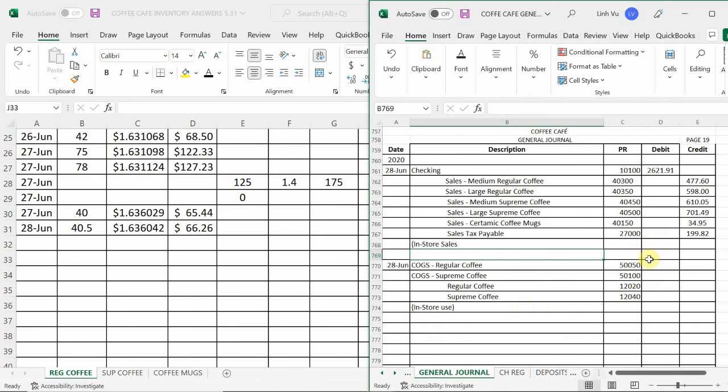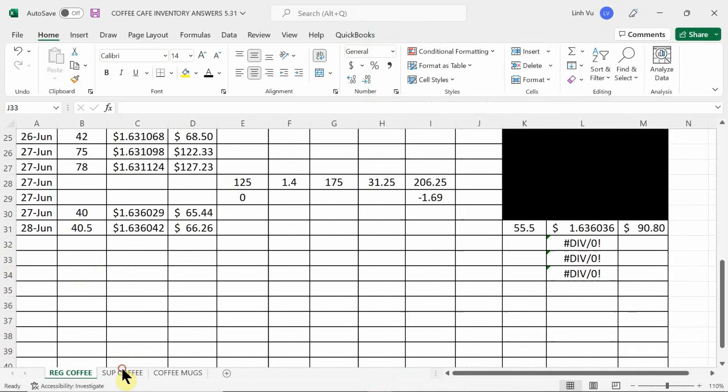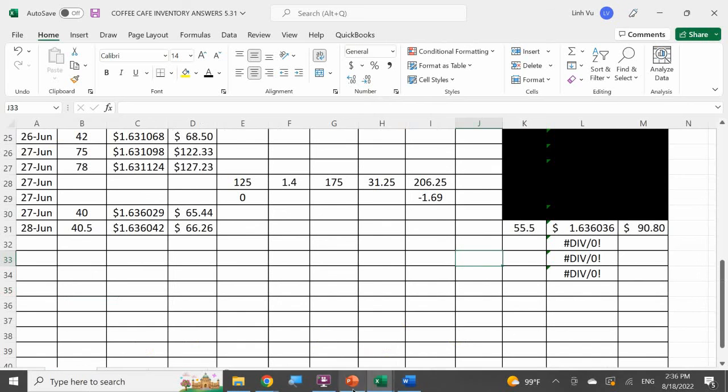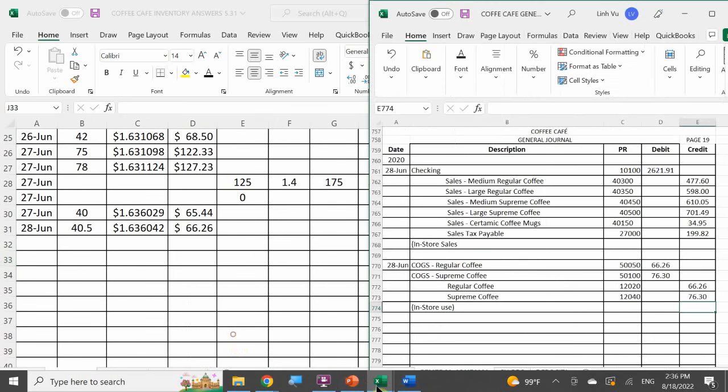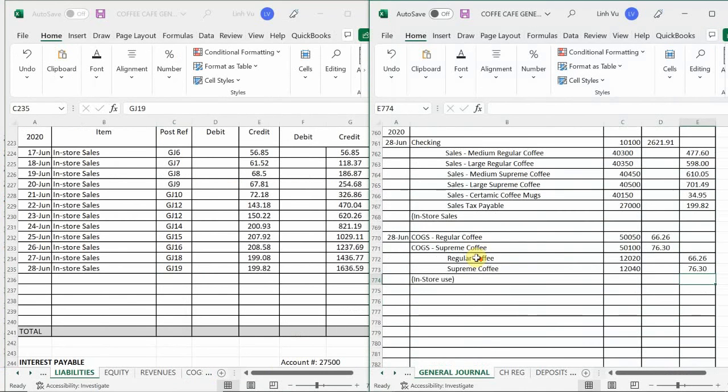Okay, so again, 66.26 for my regular, 76.30 for my Supreme. Okay. All right, then last but not least, I need to update my ledgers.